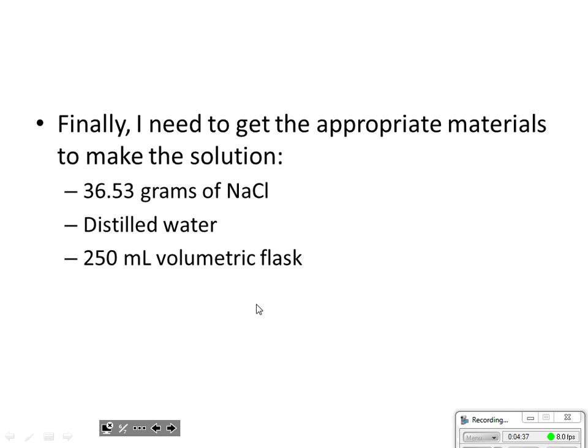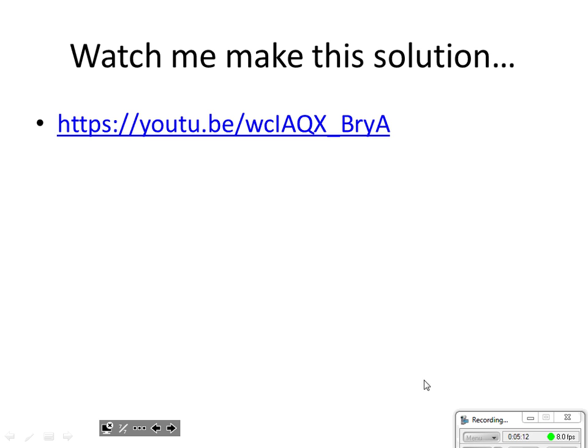And finally, I'm going to need a 250 milliliter volumetric flask. Well, what's that? Here is a picture of a 250 milliliter volumetric flask. And what this means is we see the stopper, we see the flask. This line right here is the exact measurement of 250 milliliters. So when I have my solution and I'm diluting it, I'm going to fill it to that line right there.